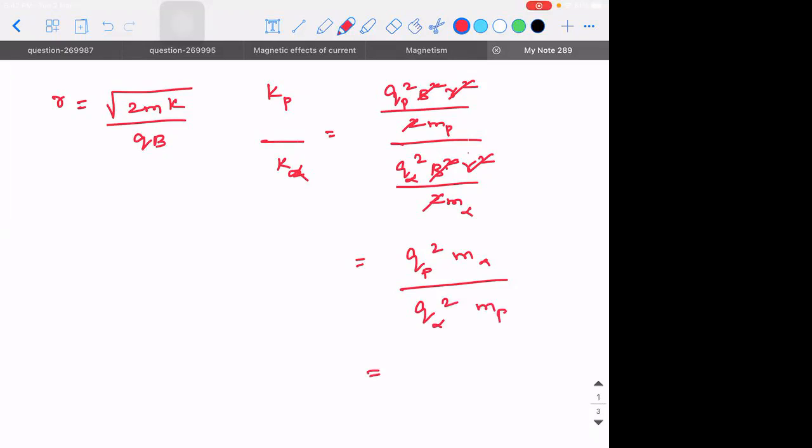QP square over. The charge of the proton is taken as e. Yes, because charge of proton and electron are the same in magnitude. So what is the mass of the alpha particle? Four times the mass of the proton, divided by Q alpha square. It is 2 times that of an electron, 2e square, into mass of proton. Cancel it. So you will get it as 1:1.